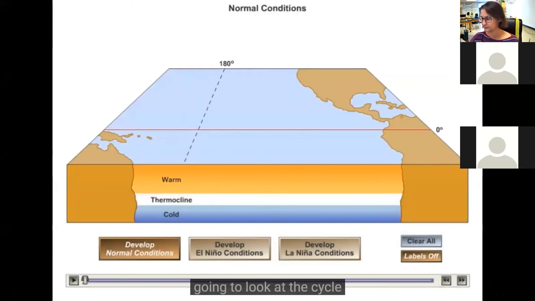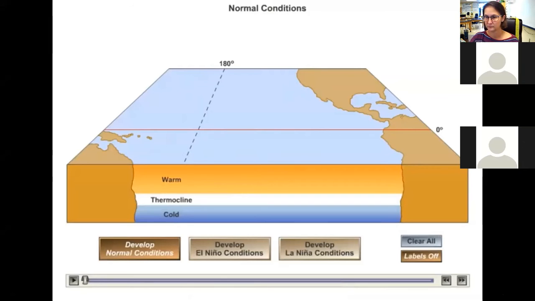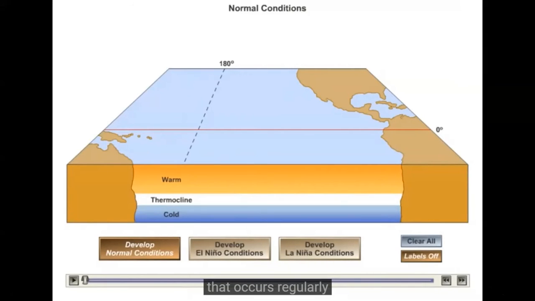Animation, we're going to look at the cycle of El Nino and La Nina. That is a pattern that occurs regularly in the Pacific Ocean and has a huge effect on climate and rainfall and other kinds of activity all around the world, especially around the Pacific Ocean. Now, in order to understand the development of these two conditions, El Nino and La Nina, let's take a look at what the normal situation is in the Pacific Ocean.